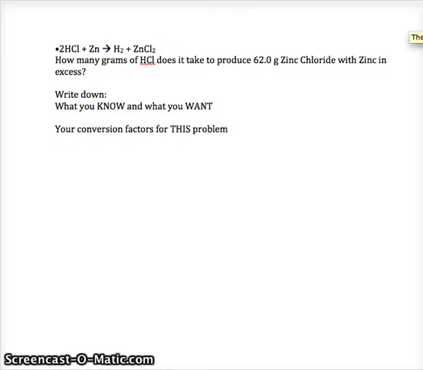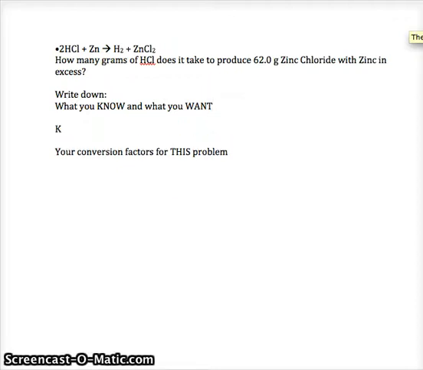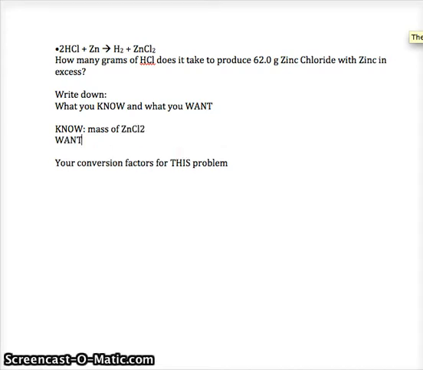It says, how many grams of hydrochloric acid does it take to produce 62.0 grams zinc chloride with zinc in excess? Step one is you write down what you know and what you want. You know the mass of zinc chloride. What you want is the mass of hydrochloric acid.